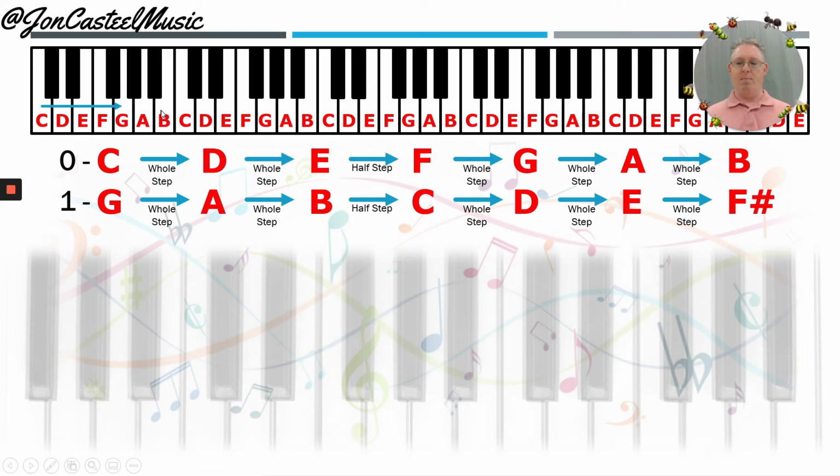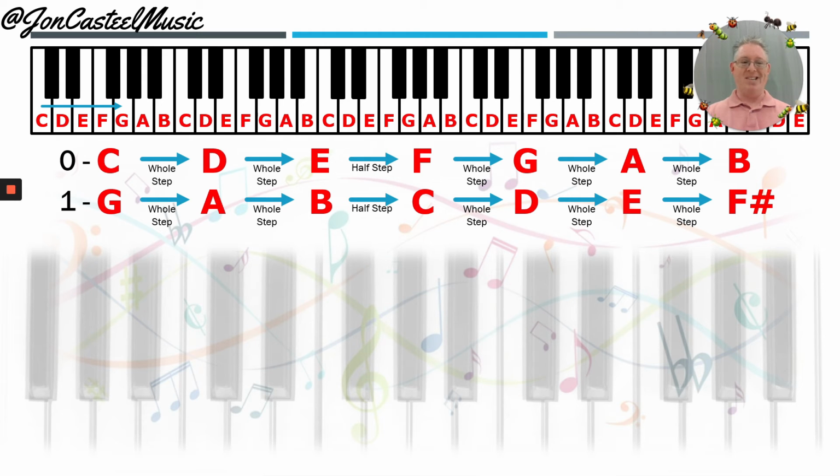Up another whole step puts us at B. Up a half step puts us at C. Up a whole step is D. Up a whole step is E. And then up another whole step puts us at F sharp. Okay, that's why there's one sharp in the key of G.